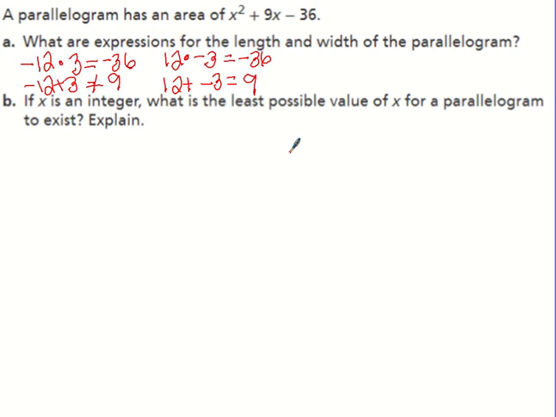Now that we have negative 36 and positive 9, we know that the width and the length are x plus 12 and x minus 3.